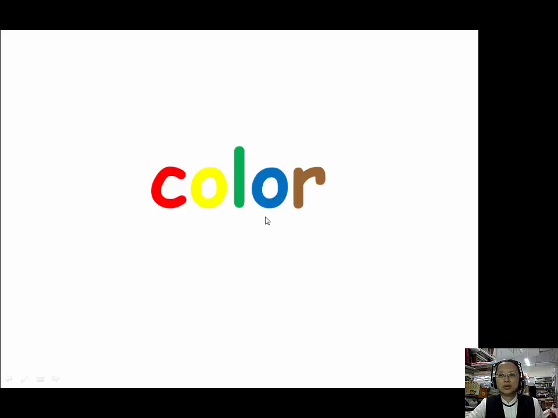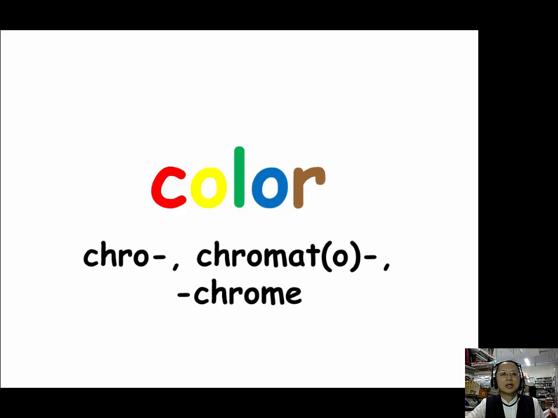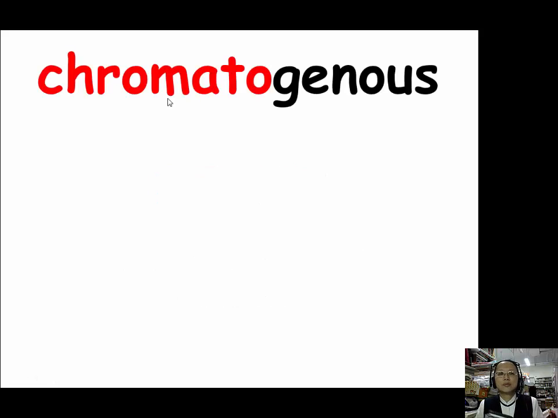For describing color, we have two prefixes and one suffix. This is our first suffix we learned since we started this course. The prefixes are CHRO, CHROMATO, and the suffix is chrome, CHROME. Let's see our example. For CHRO and CHROMATO, I only give one example, chromatogenous.